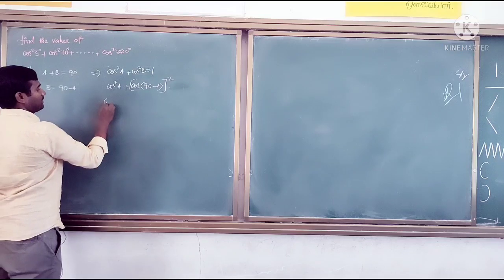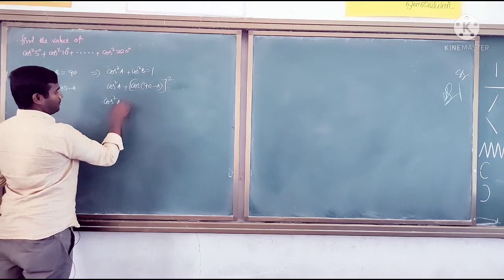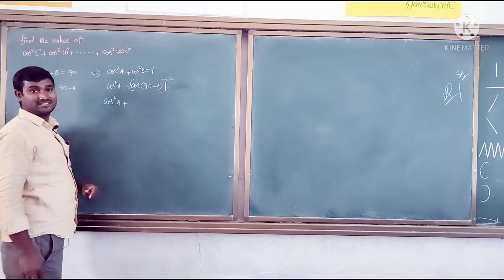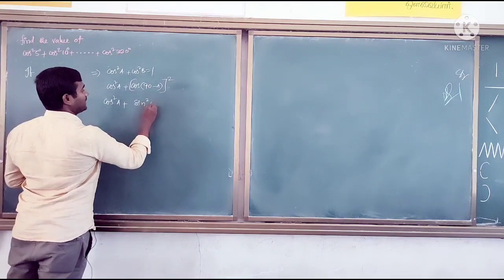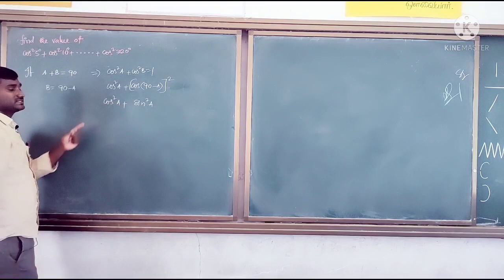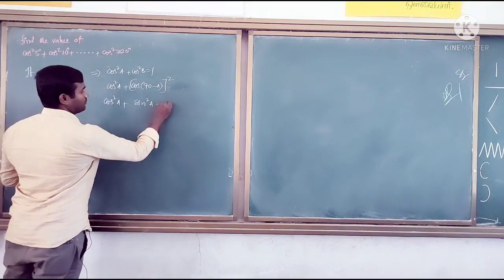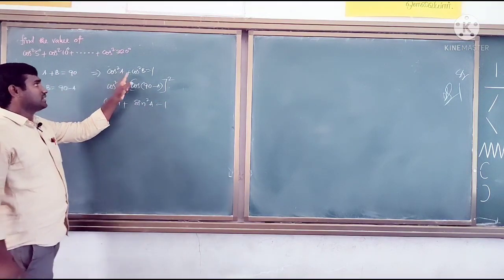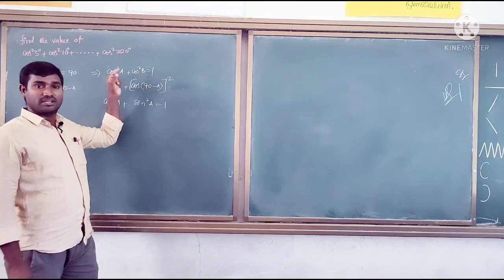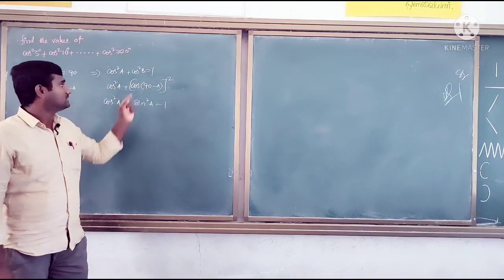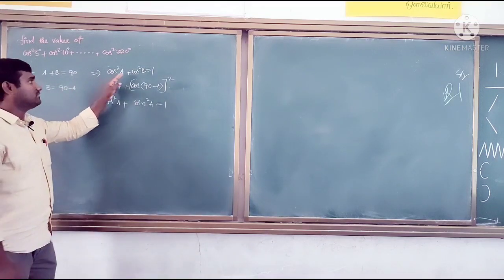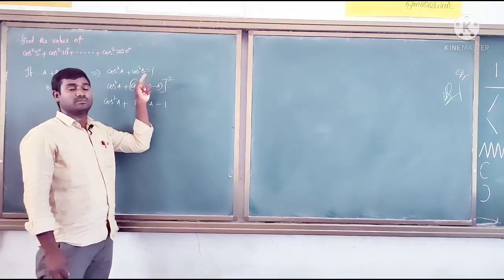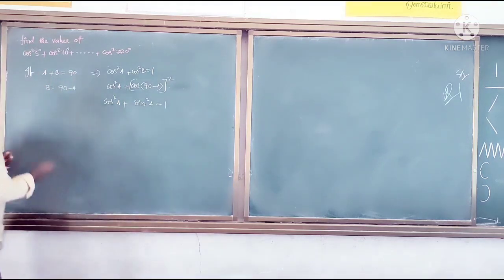So cos square A plus cos (90 minus theta) gives sin theta, so that is sin square A. Sin square A plus cos square A equals 1. So we proved that if A plus B equals 90 degrees, then cos square A plus cos square B equals 1. Let us see it in the series I am writing.